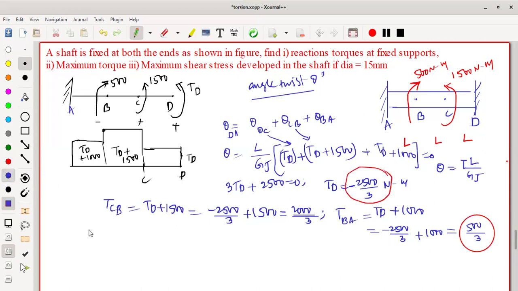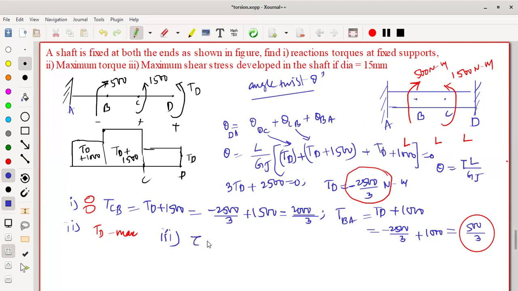Coming to the second question, the maximum torque. The first question's answer is these two in red. The second question's answer is among these three values. So 2500 by 3 is the maximum, TD is the maximum torque you are going to get. Because the second question asks only for the maximum torque, that's it. The third question is to calculate the maximum shear stress. The maximum shear stress occurs for TD only.